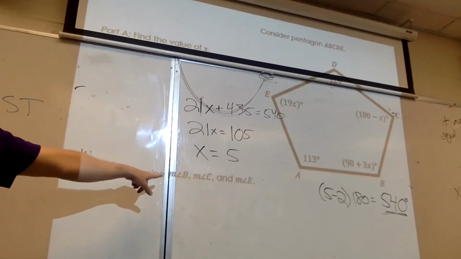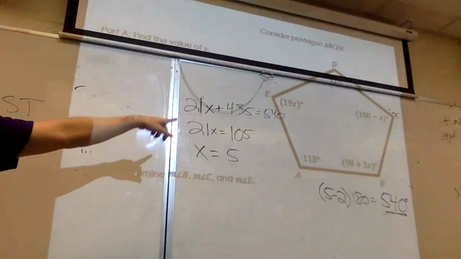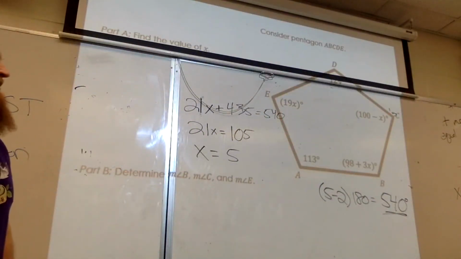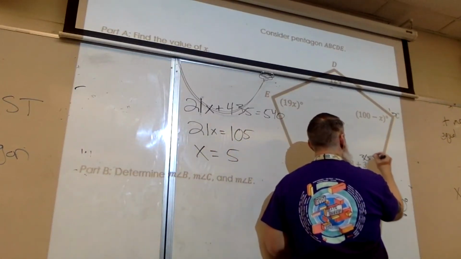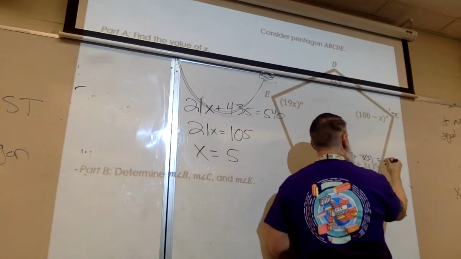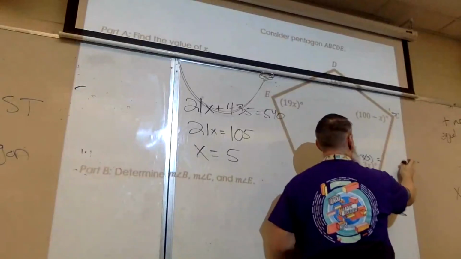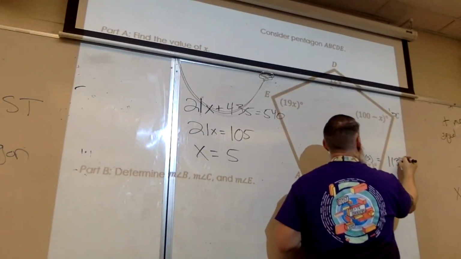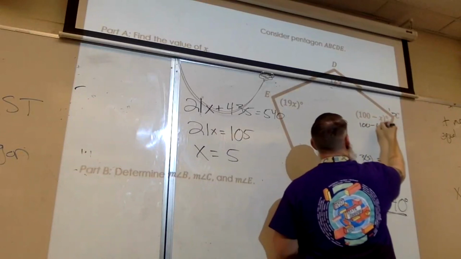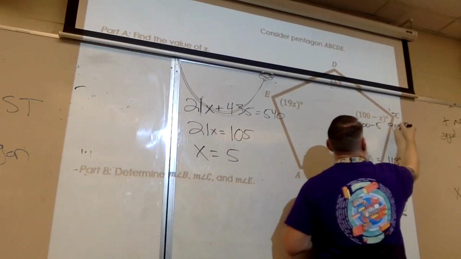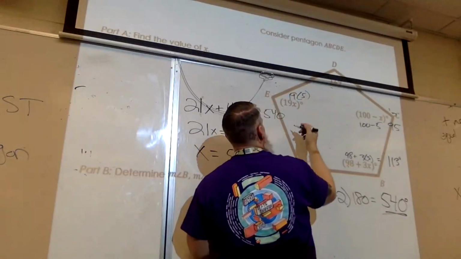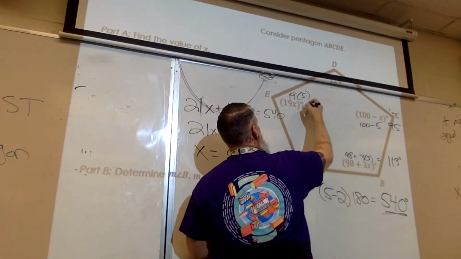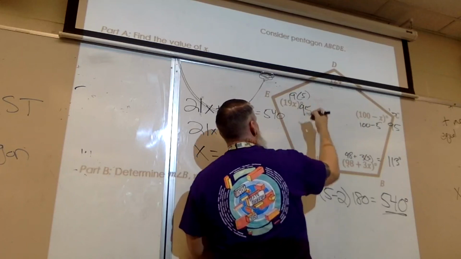And then if it says find the measure of those angles, I just plug 5 into the other expressions. If I plug 5 into here, 98 plus 15 is 114. Up here I got 100 minus 5, which is 95. And over here I got 19 times 5, which is 95. There you go.